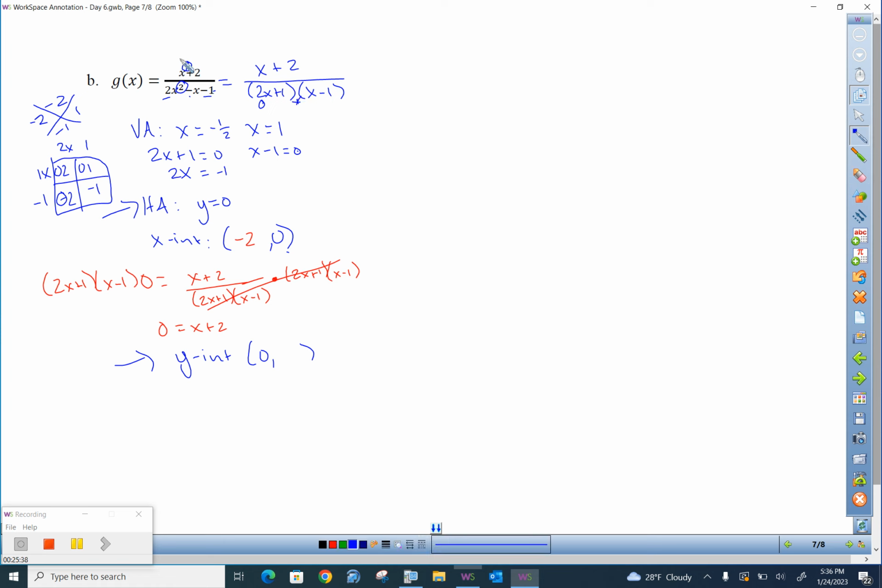All right, let's put in those zeros. 0 here, 0 here, 0 here, everywhere we see an x. So we're left with, again, just the constant. So 2 over -1, which is -2.